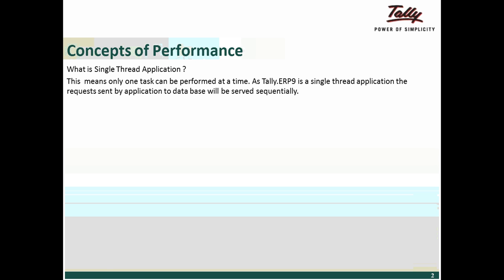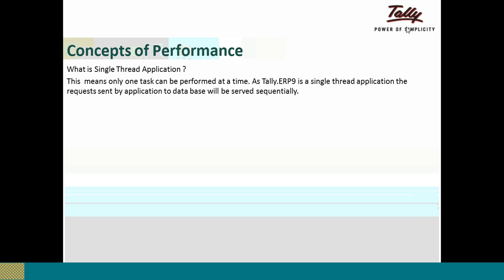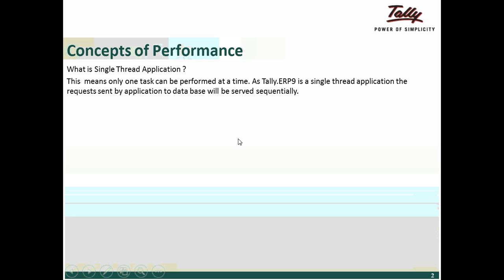For example, if we take Tally.ERP 9, if a user is passing voucher entry, and another user is passing voucher entry, that is a write activity in Tally, which can be served sequentially. That means to say that is the one activity. That is the behavior of a single thread application, wherein it will accept the requests one by one.